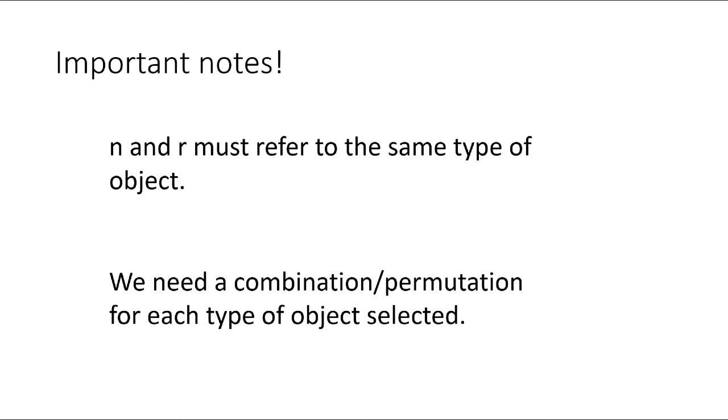The second thing is we need a combination or permutation, depending on the problem, for each type of object selected. Now, identifying the type of object is a challenge. So that's something we're going to talk about. But these are two important notes that I admit probably do not make sense right now, but we will try to make sense of them. And we'll do that with an example.